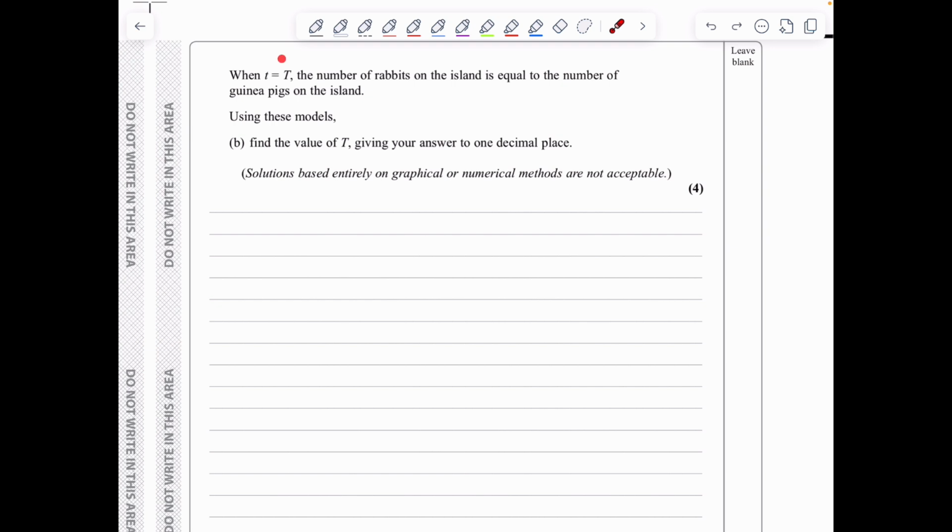We are then told that when T is capital T, the number of rabbits is equal to the number of guinea pigs, and we need to find the value of capital T, giving our answer to 1 dp.